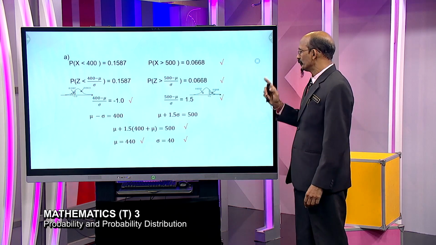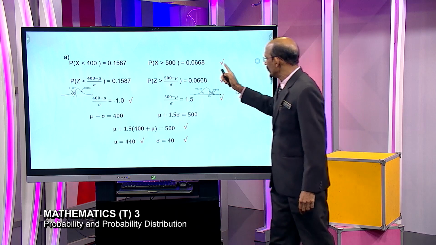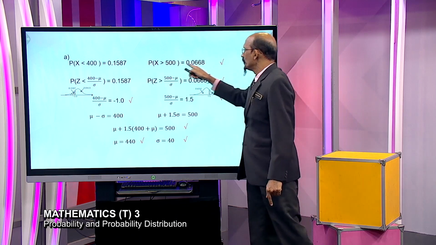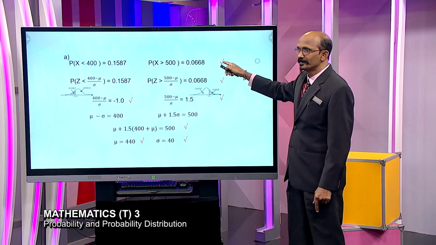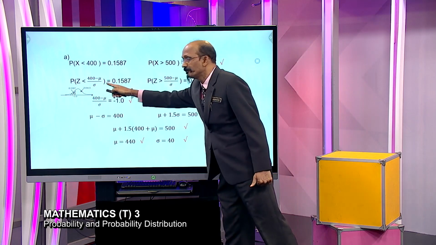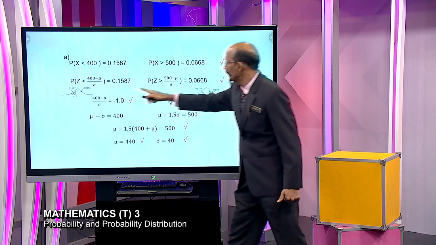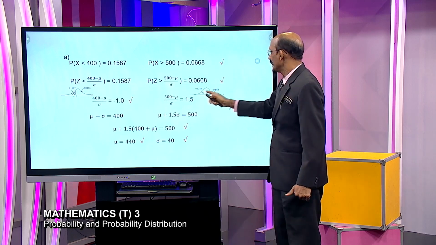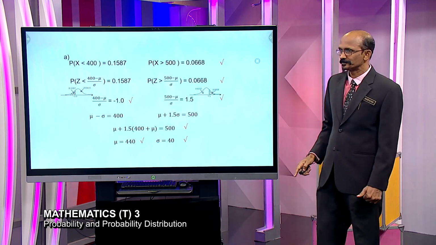If you notice here, Sean, changing the probabilistic statement into symbols is very important, as I mentioned earlier. Standardizing, using the correct diagram here, then get your answer.